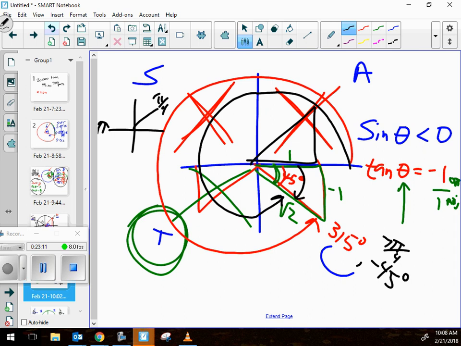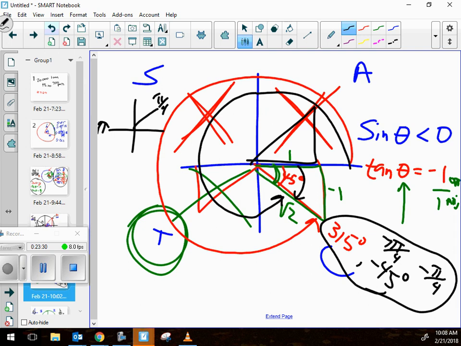Or you can think of it this way. 8 pi over 4s would have been there, but it's 1 less than that. So therefore 7 pi over 4. And just to finish it off, it could be a negative in radians, negative pi over 4. Any of those would have been good answers.